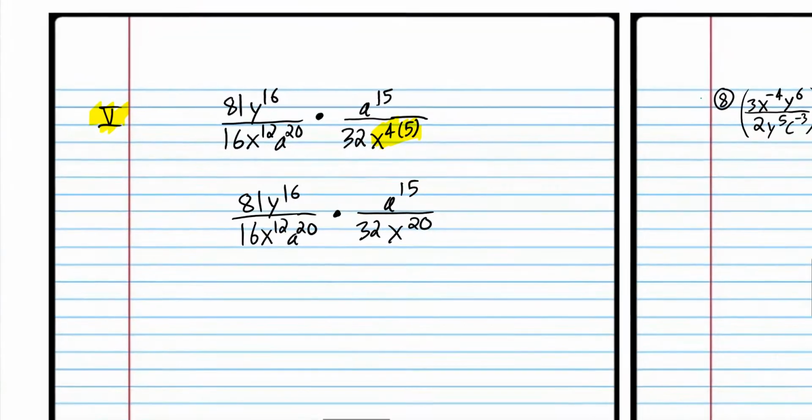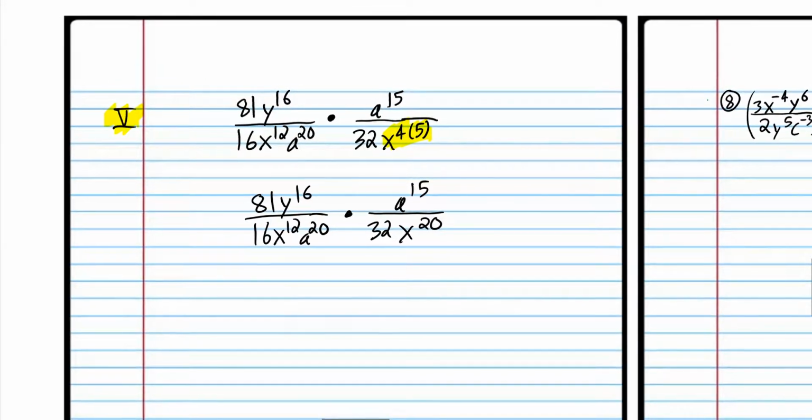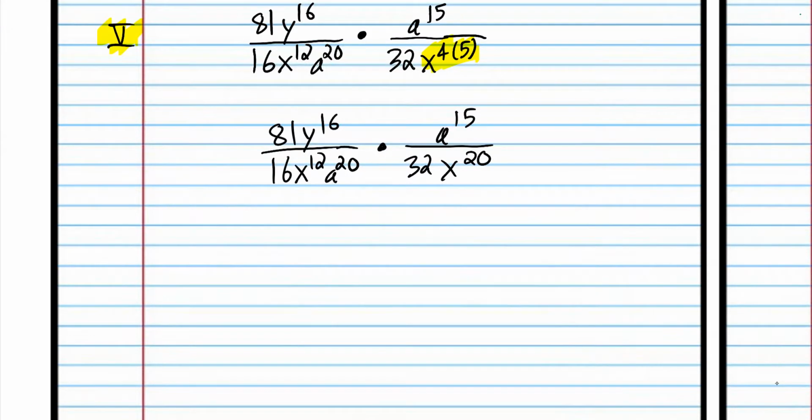Alright, so now we're ready to multiply those fractions. So multiplying across, we have 81 y to the 16th, a to the 15th over 16, and we're going to use rule number 1. 16 x to the 12 plus 20 power a to the 20th. And whoops, we're going to have to multiply 16 times 32, and when you do that, that's kind of a big number, so don't be afraid to use your calculator. We get 512.